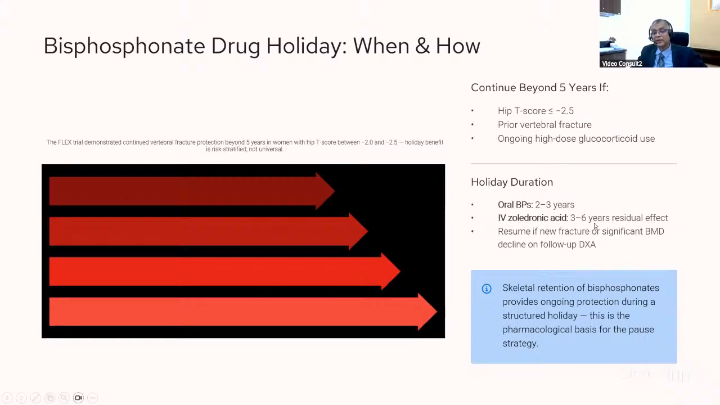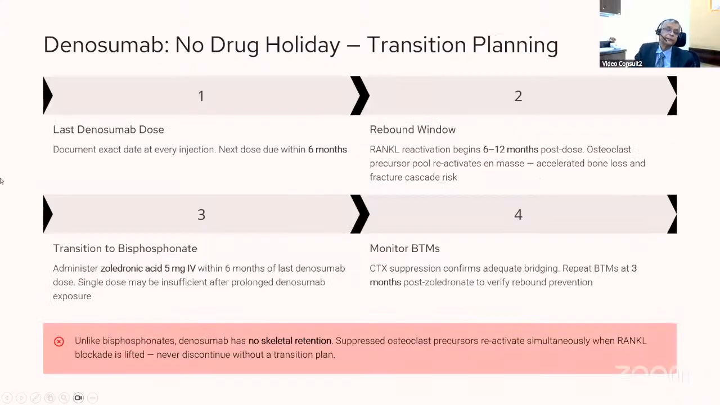If you give zoledronic acid IV, 3 to 5 years residual effect; resume if new fracture or significant BMD decline. Which means if you're giving oral bisphosphonates, every 2 or 3 years you'll have to do a BMD. Same thing with zoledronic acid. If you give it every third year, we'll have to see if the BMD is declining, and you'll have to repeat it. The skeletal retention of bisphosphonates provides ongoing protection during a structured holiday. This is the pharmacological basis of the strategy.